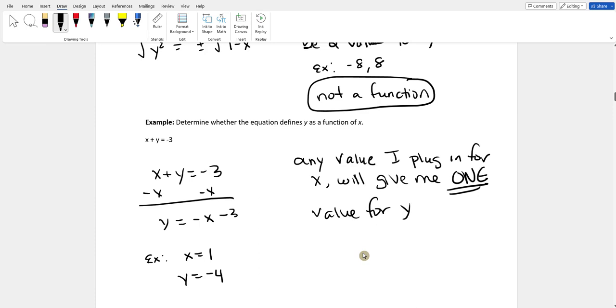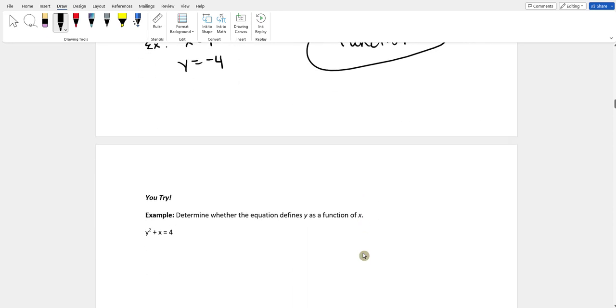So that means that this is a function. Okay, I have a U-try problem here. I'll go ahead and let you work it out. The answer is not a function.